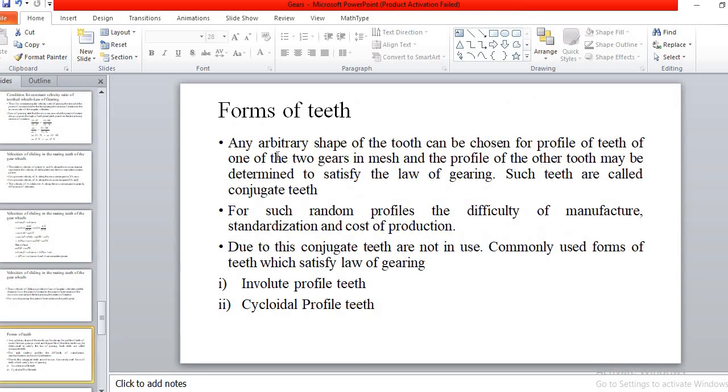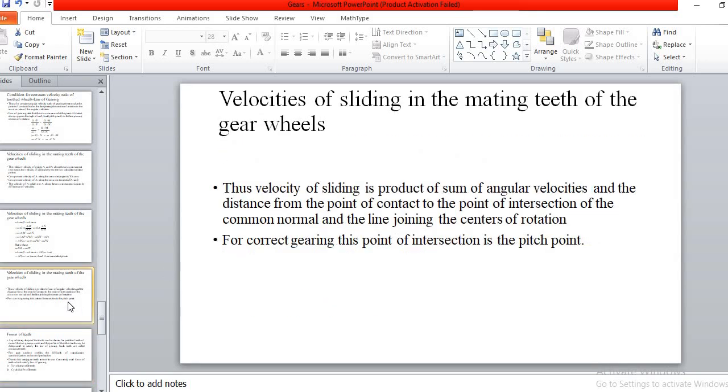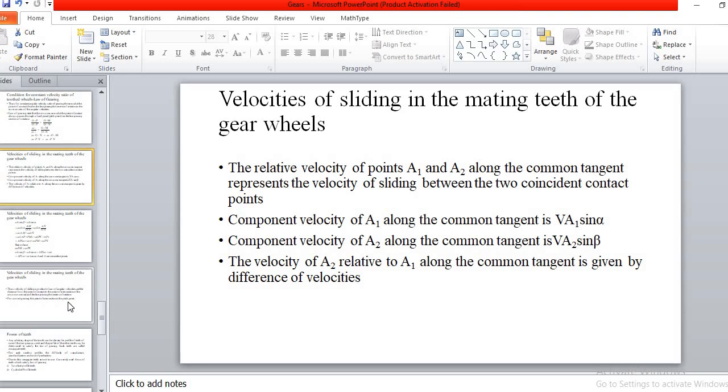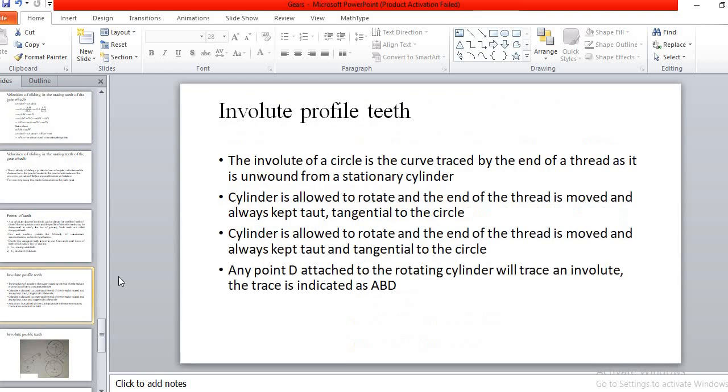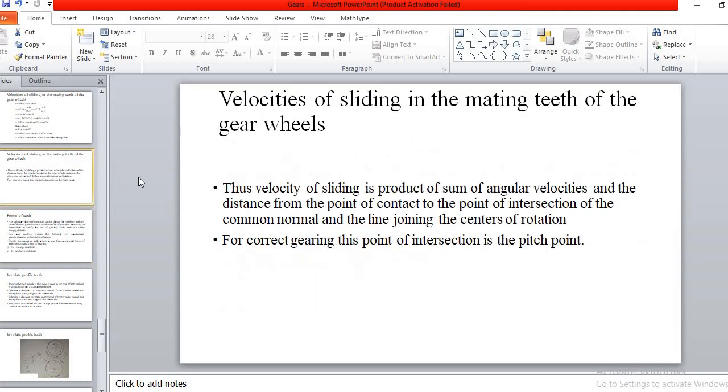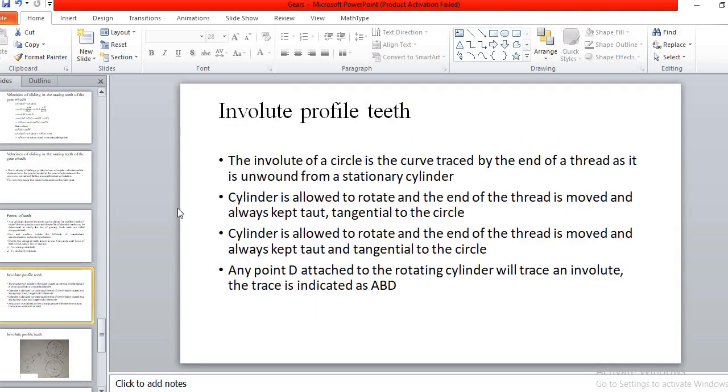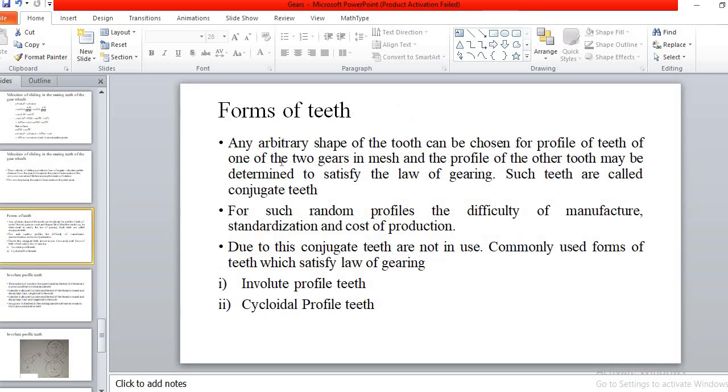In the next video we discuss the forms of teeth. These two derivations are important, especially lobe gearing, as we discussed in the toothed gear topic: lobe gearing and the velocity of sliding at the point of contact. In the next video we discuss the forms of the teeth.